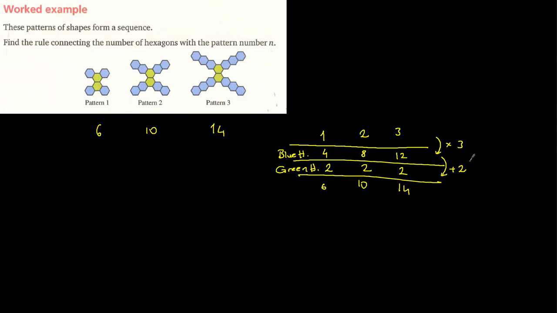And when you say plus 2, here we are going to get from this one to this one. I'm sorry, we should draw here. From this one to this one, it's going to be plus 2. So the formula here is 3 times the pattern number plus 2.